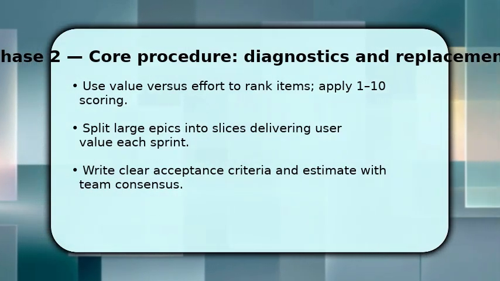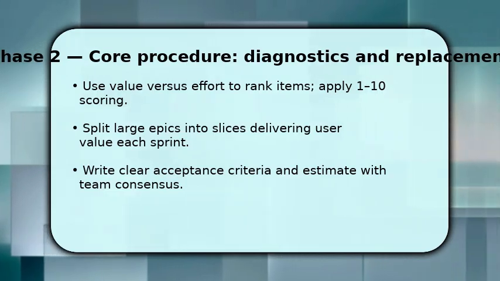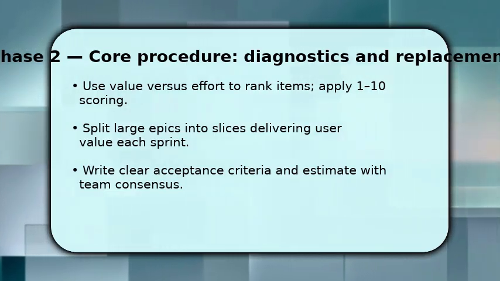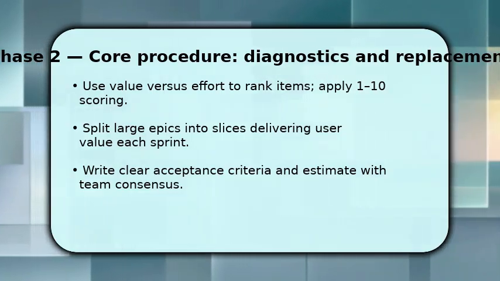Prioritize using a value versus effort approach and score items 1-10 to build a ranked list. Once prioritized, break epics into thin vertical slices that deliver user value each sprint. This reduces risk and speeds feedback.